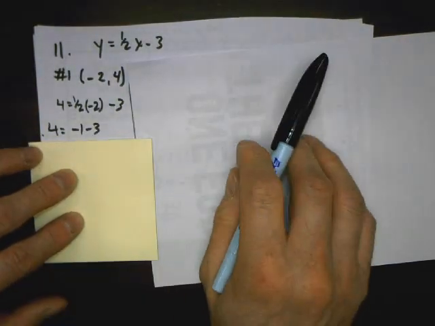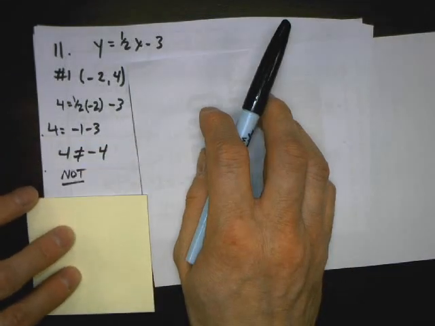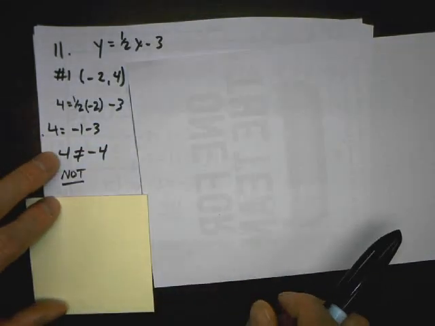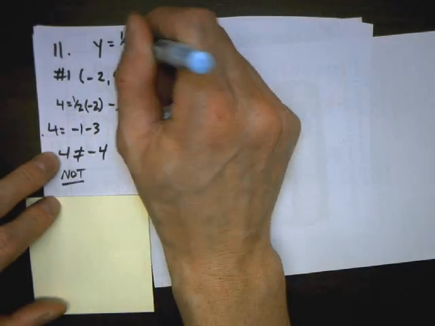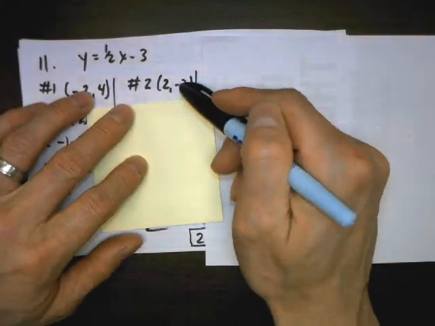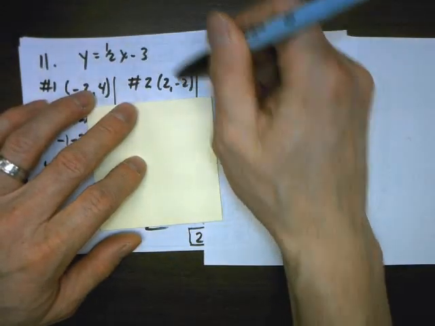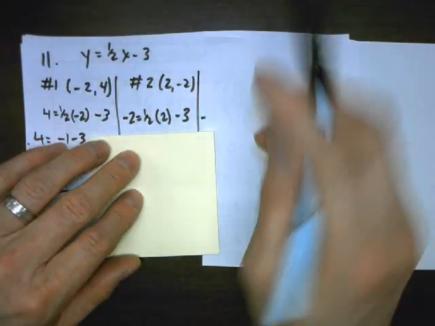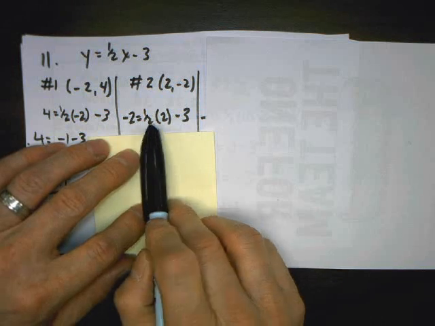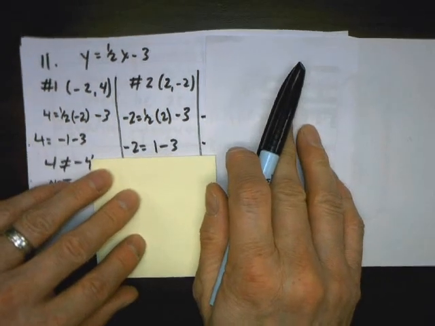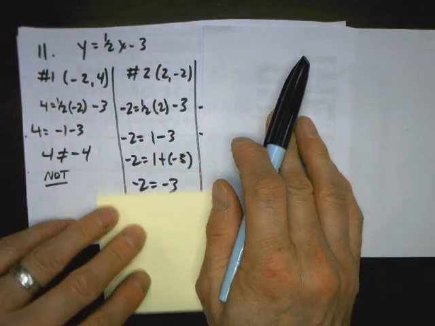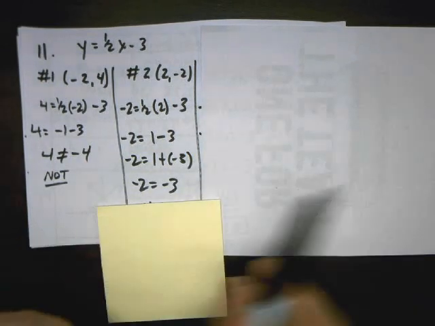1/2 of -2 is -1. -1 minus 3 is -4. 4 does not equal -4, so that's not a solution for that. In other words, that's not on that line. Number 2, here's my equation. Again, going to plug it in there. Going to put the y where the y goes, and the x where the x goes, and simplify. On the right side, 1/2 of 2 is 1. 1 take away 3 is -3. -2 doesn't equal -3.